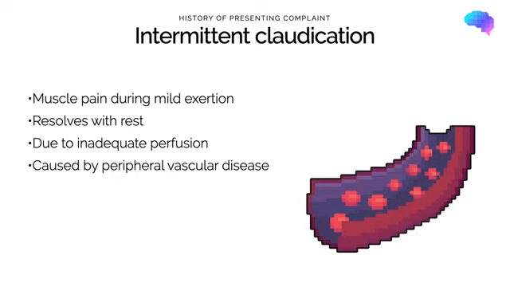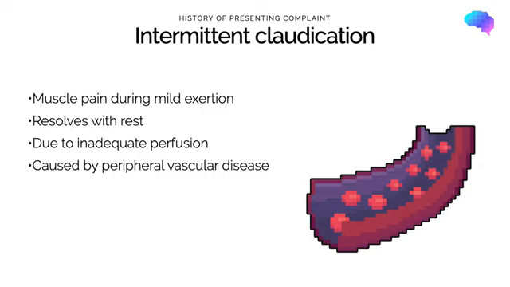Intermittent claudication refers to muscle pain that develops during mild exertion and resolves with rest. And this occurs because of inadequate perfusion to the affected muscle groups as a result of peripheral vascular disease. Patients often complain of pain in a specific leg that develops during exertion and then settles with rest.